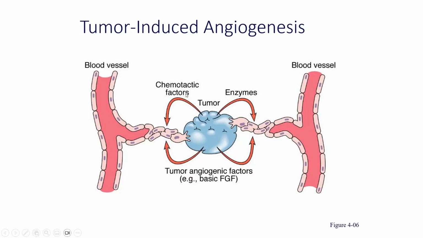So here you can see the tumor, and the tumor itself is going to produce chemotactic factors. Chemotactic factors call cells to it. They attract cells to grow toward the tumor. Tumor angiogenic factors are factors that are going to cause angiogenesis, or the creation of blood vessels. So the blood vessels are going to be encouraged to grow and expand, and the chemotactic factors are going to call it right toward the tumor. There's also enzymes that the tumor is going to release that allows those blood vessels to open up a bit and accept the cells from the tumor into them.